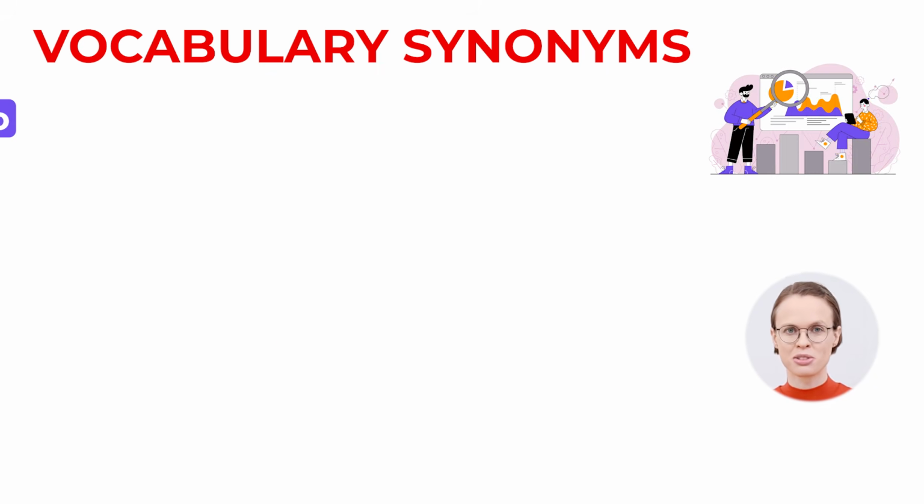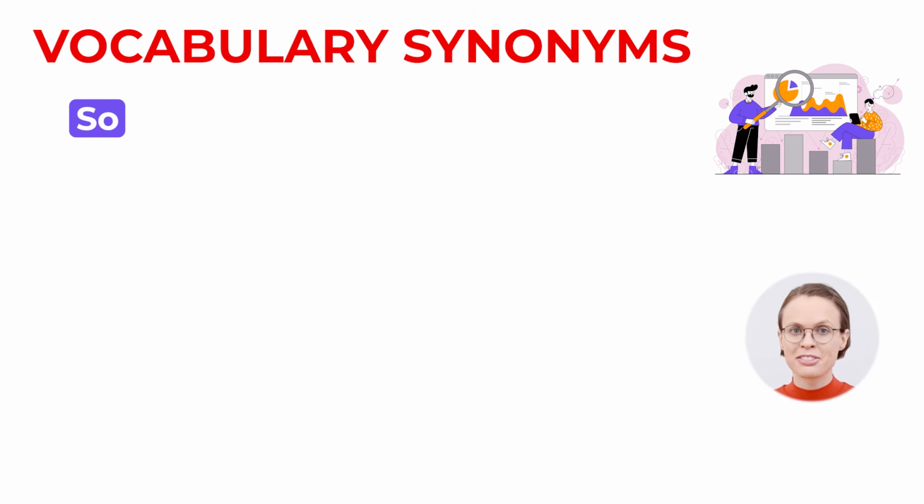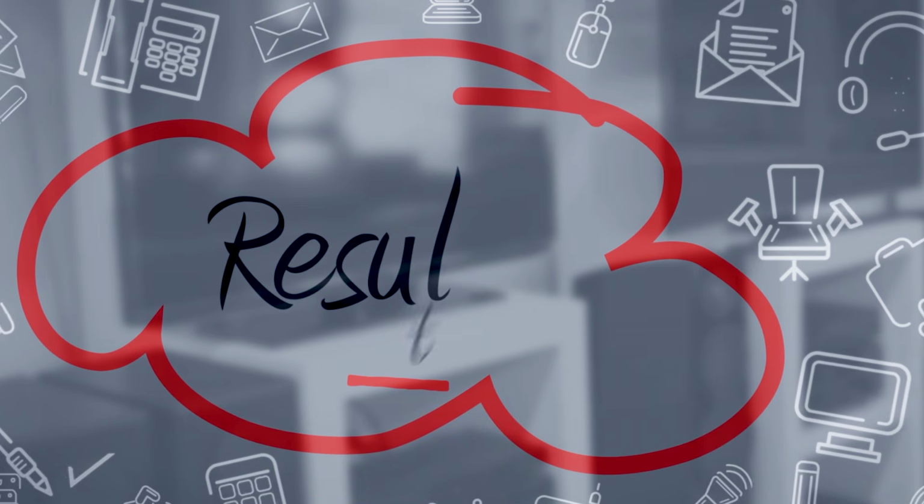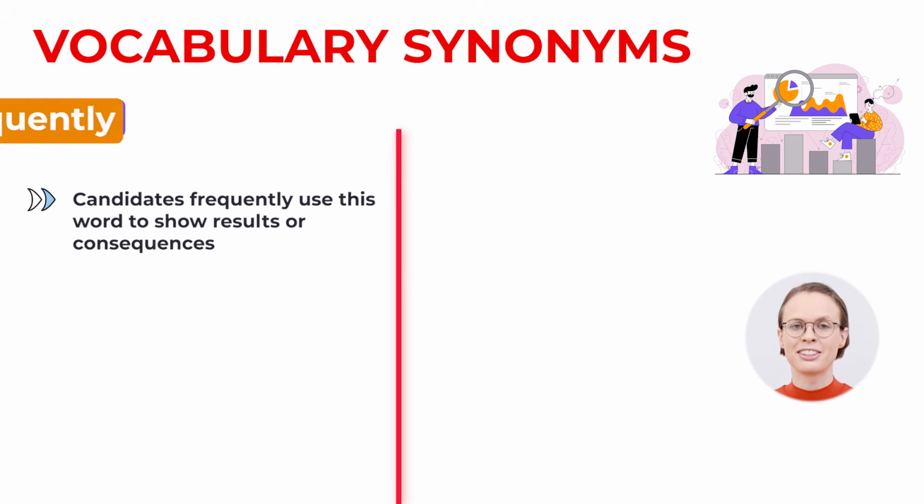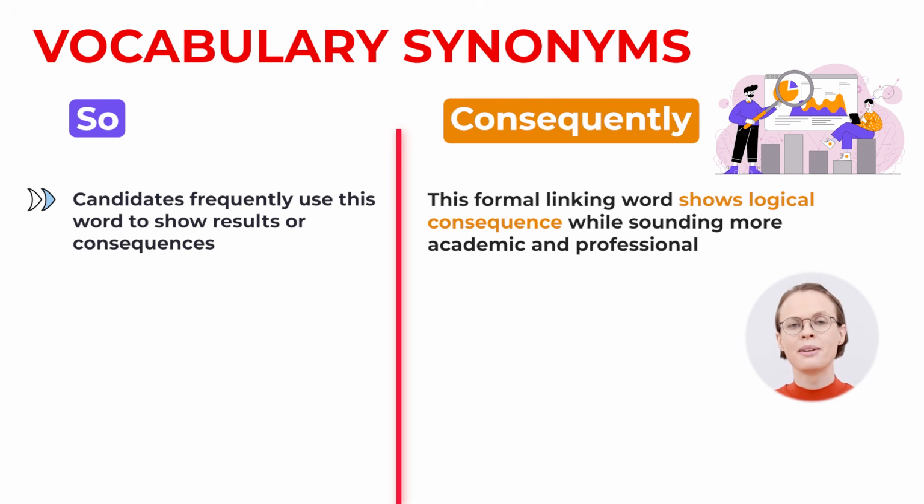Next up is so. CELPIP candidates frequently use this word to show results or consequences. A much better choice is consequently. This formal linking word shows logical consequence while sounding more academic and professional.